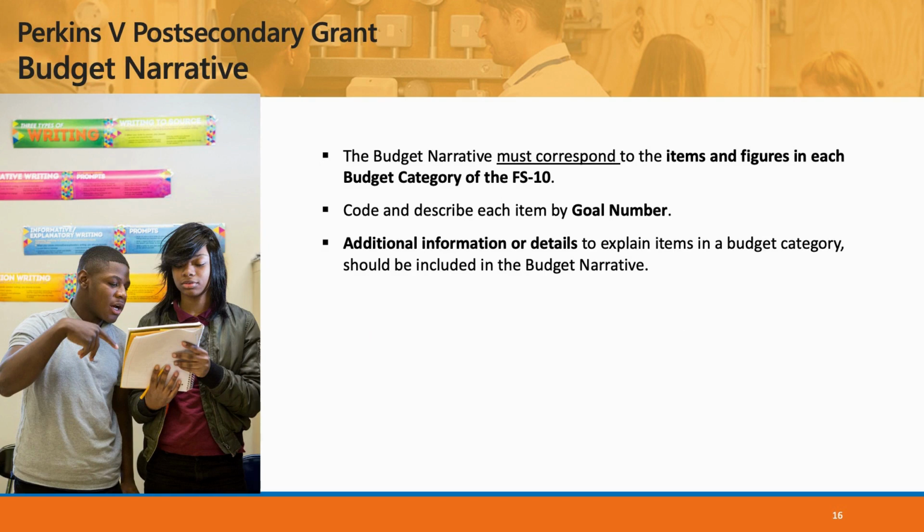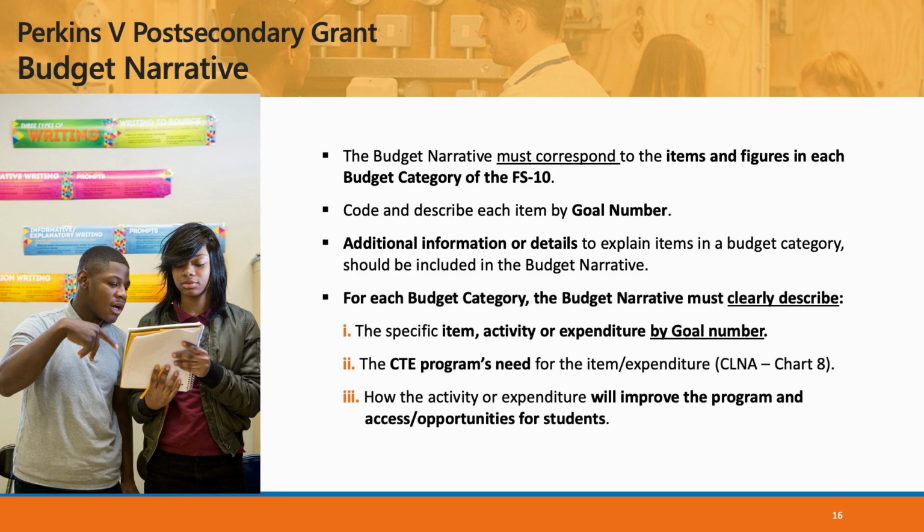Once the FS-10 form is complete, you should turn your attention to the budget narrative. Keep in mind, the budget narrative must correspond to the items and figures in each budget category of the FS-10. Code and describe each item by goal number. This is where you will provide additional information or details to explain items in a budget category.